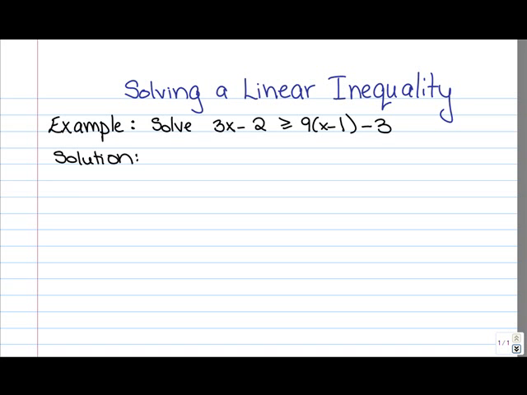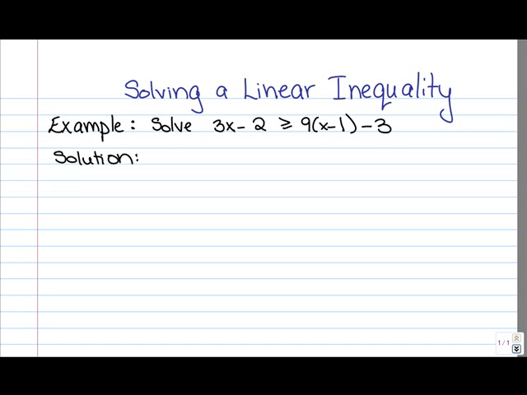In this video, we're going to look at an example of solving a linear inequality. So to begin, what we're going to be solving is 3x minus 2 greater than or equal to 9 times x minus 1 minus 3, and we're going to solve that for our variable x. First of all, you should go ahead and try this question on your own before we take up the answer together.